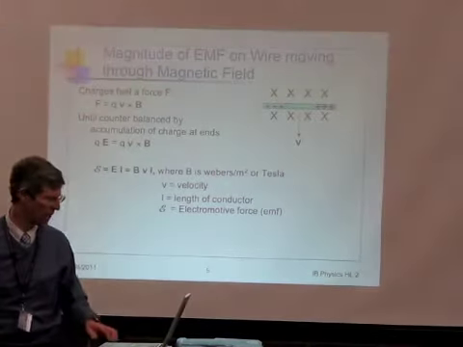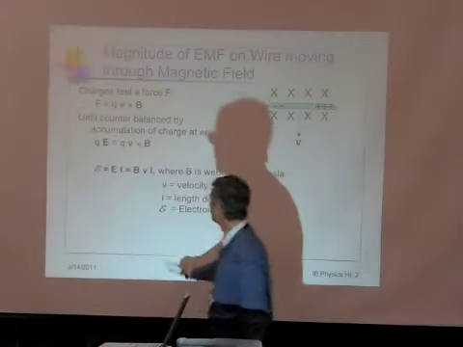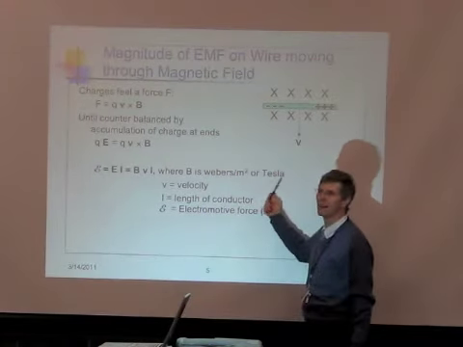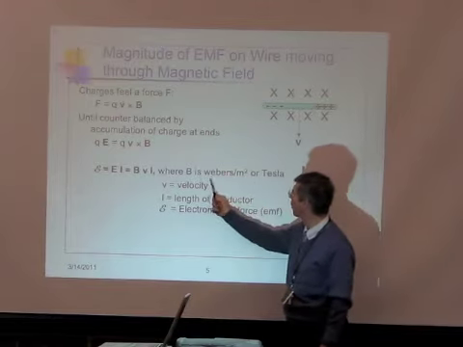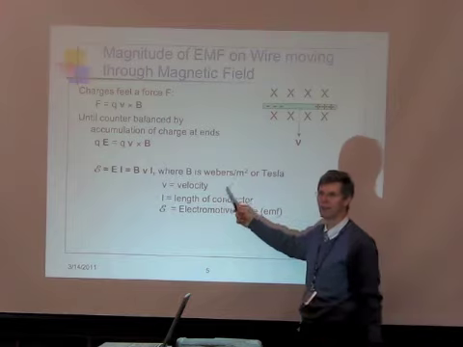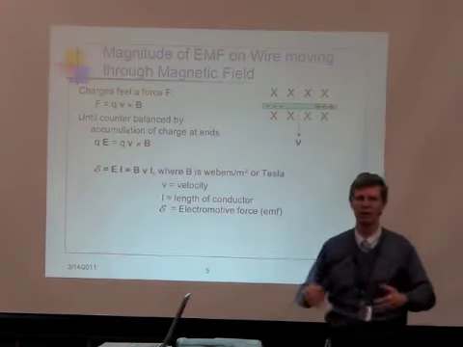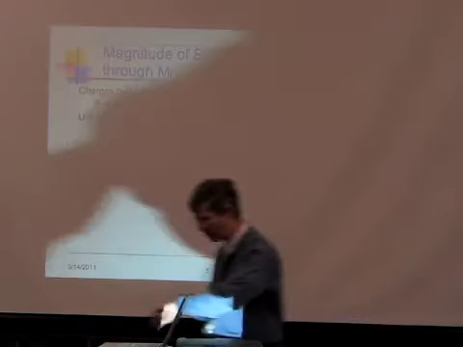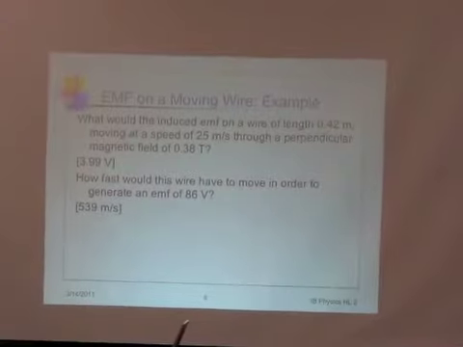And the magnetic field we measure in Tesla, and you might remember the joke about my wife's name, or Webers per meter squared. And a Weber per meter squared, what the hell is that? Well, a Weber per meter squared is a Tesla. And Webers are kind of like a unit of magnetic flux.